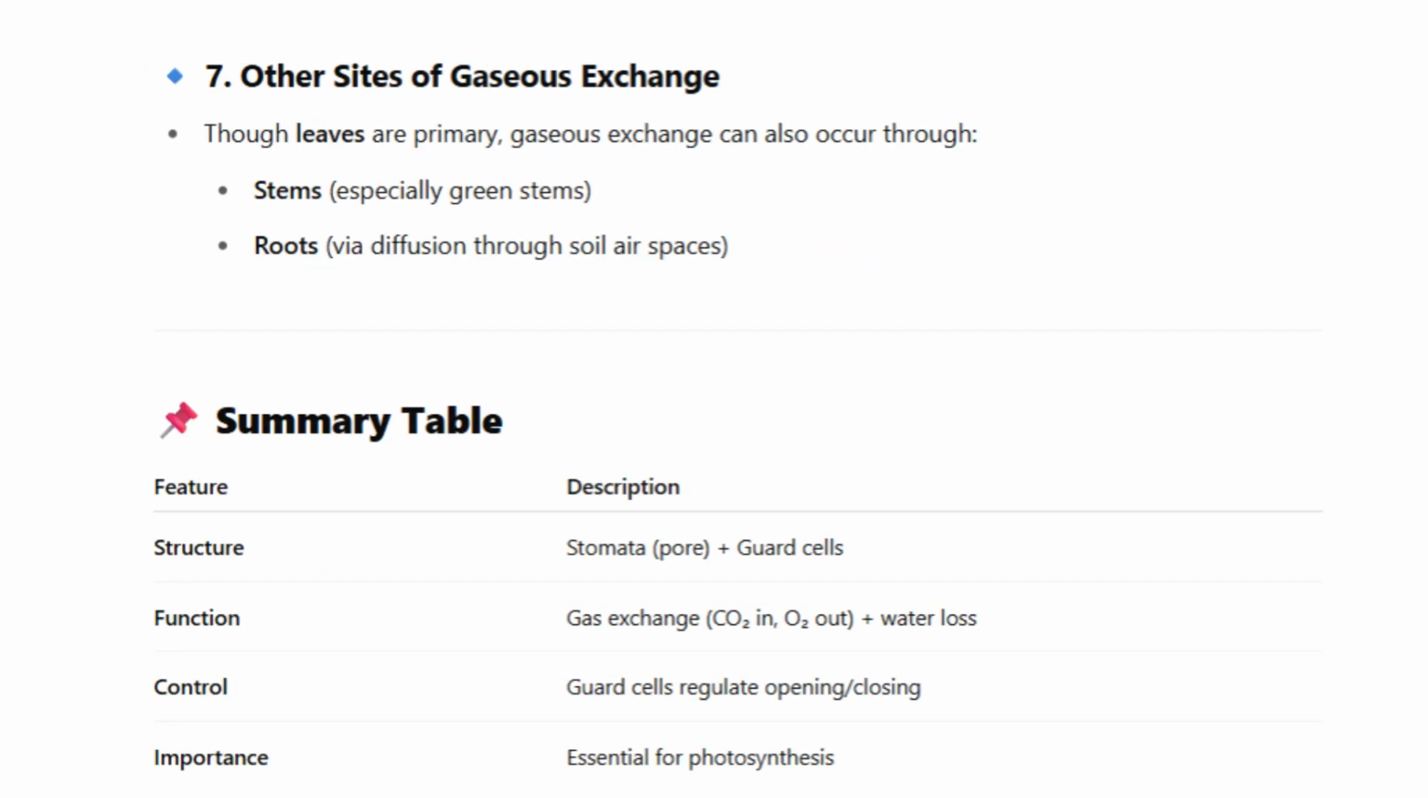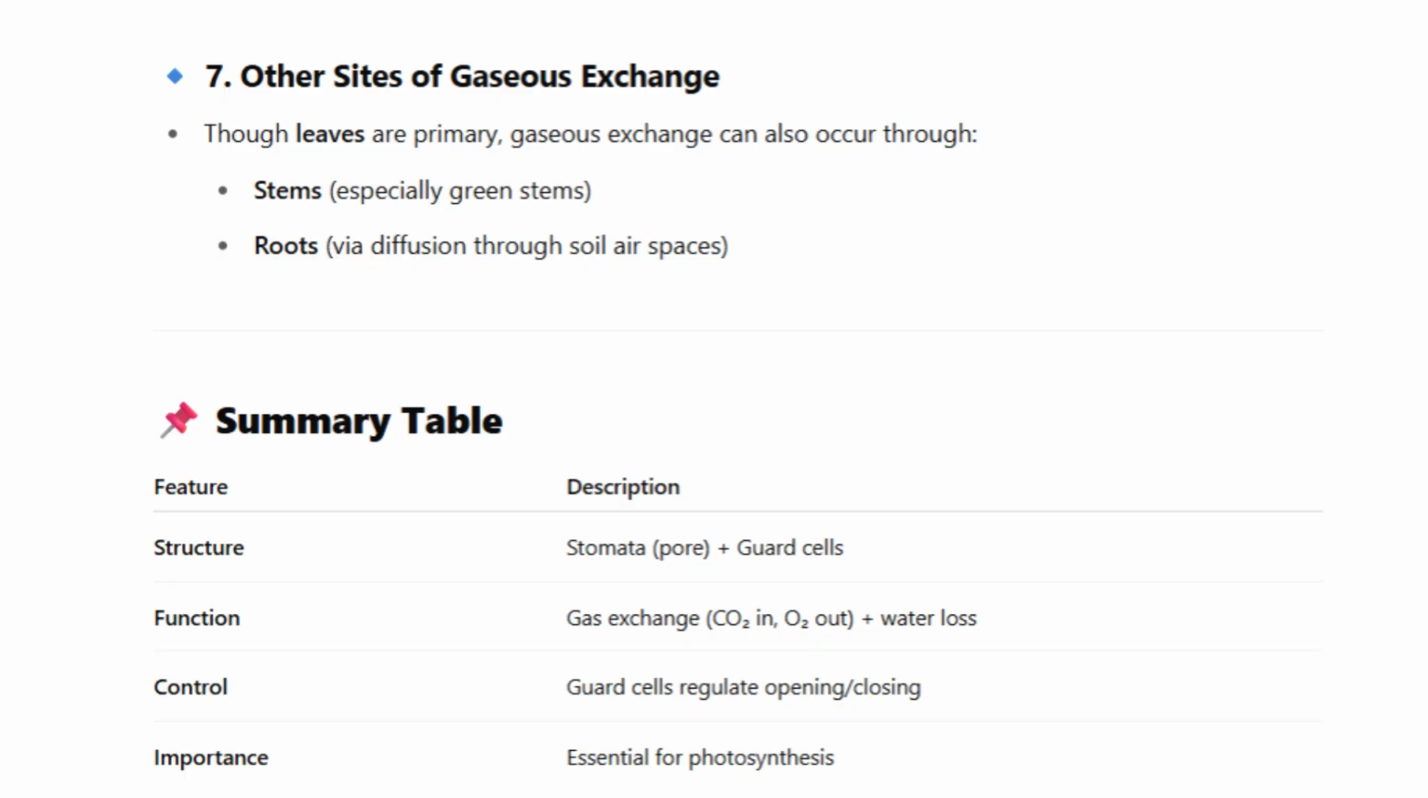7. Other sites of gaseous exchange. Though leaves are primary, gaseous exchange can also occur through stems, especially green stems, and roots, via diffusion through soil-air spaces.